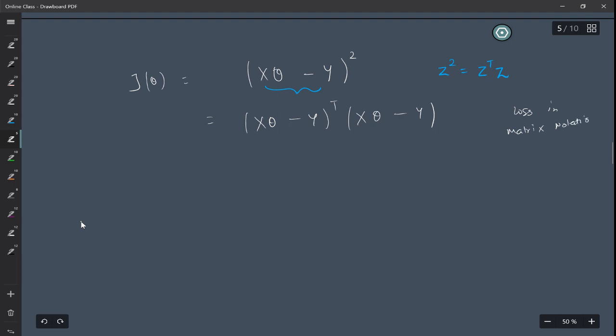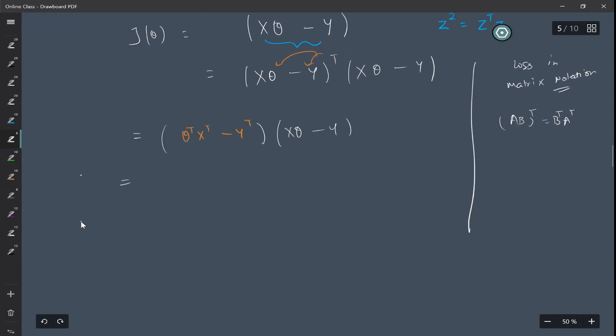Earlier you were iterating over entire examples, but now the iteration will be done automatically when you expand this matrix. So let us try to open this transpose. I'm using the property that AB whole transpose is B transpose A transpose. Using this property, I take the transpose inside, so this becomes theta transpose x transpose minus y transpose, and this remains the same, x theta minus y.